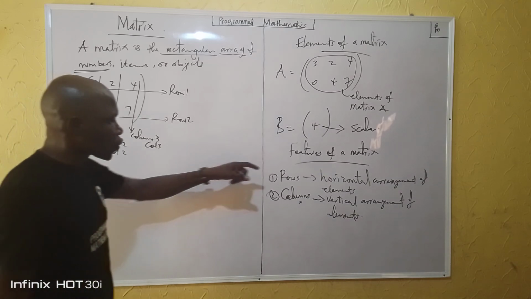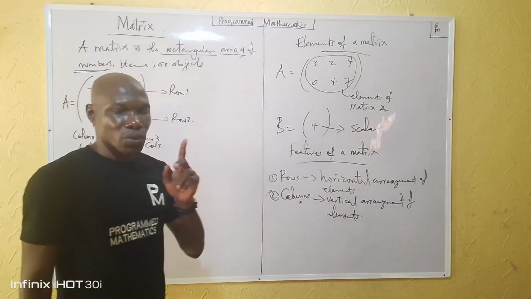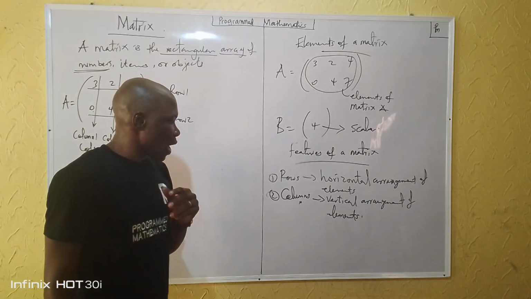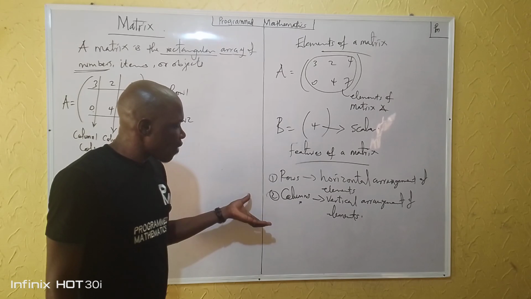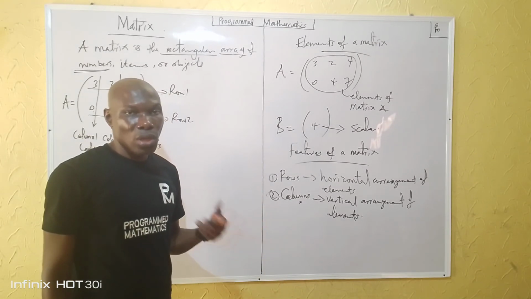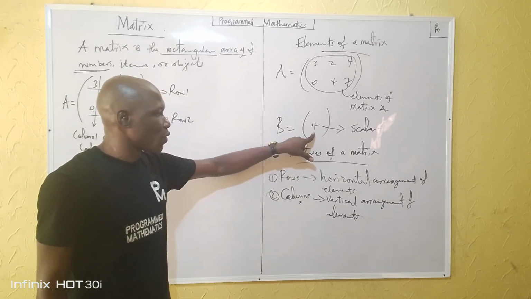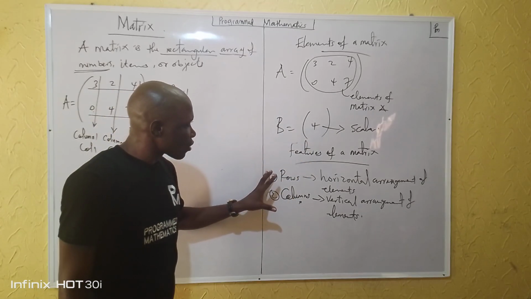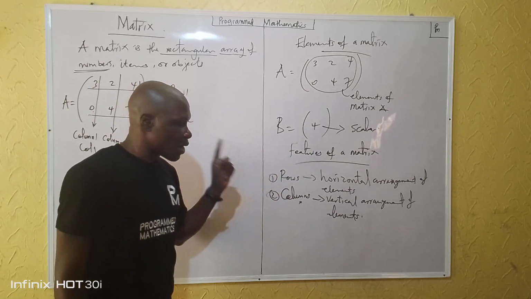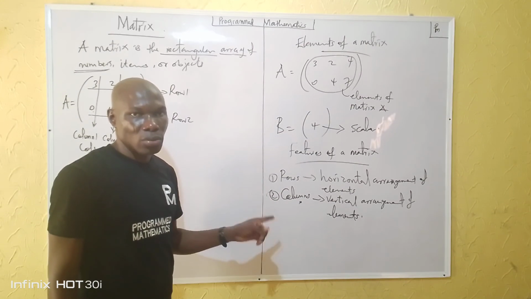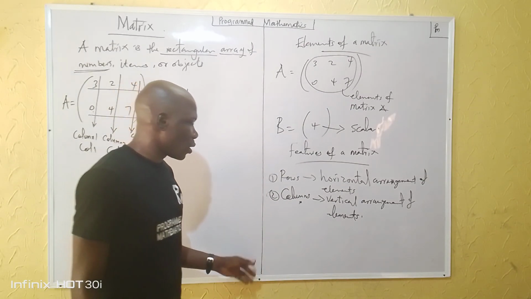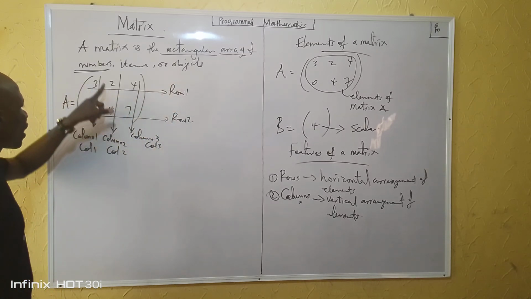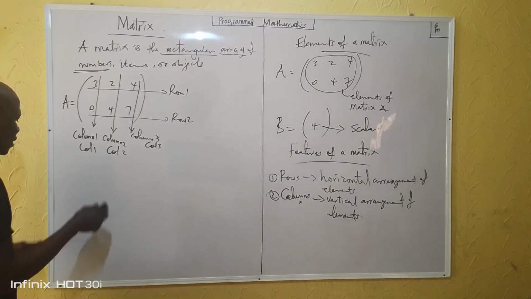Okay, then also that every matrix is composed of rows and columns. So you might have a matrix having just a single row and a single column, like the case of this scalar here. So every matrix is expected to have at least one row and one column. That's very, very important. So in this case here now, matrix A is having 2 rows and 3 columns.